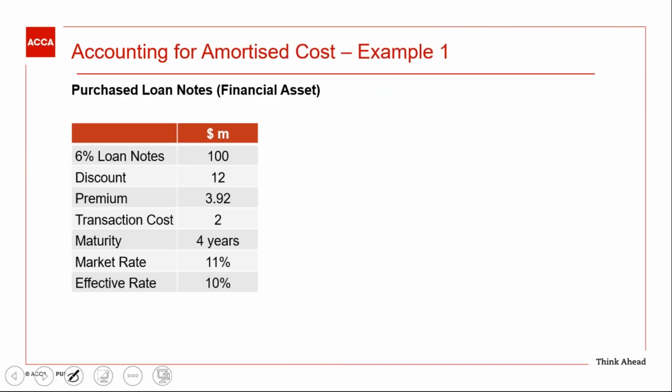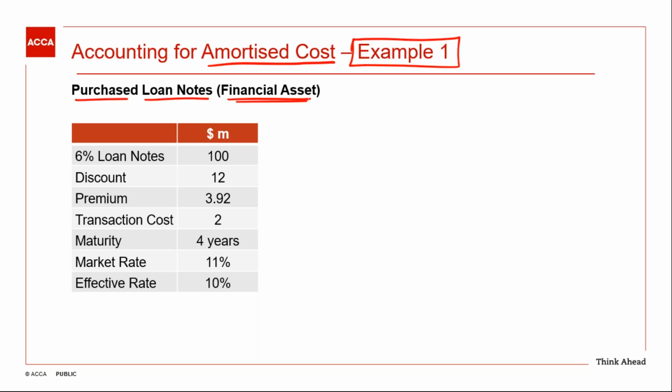Now the next thing that we are going to discuss is the accounting for the amortized cost, for which we are solving example number 1. The question says that we have purchased a loan note, which is a financial asset for us, a 6% loan note with a par value of $100 million. This value will be the par value. And we have got a discount of $12 million. This means we have paid 12 million below par value.